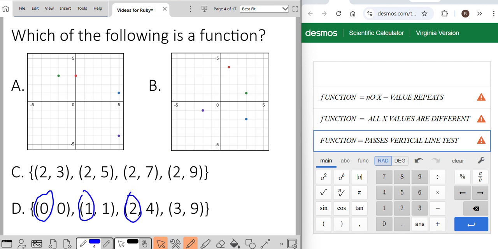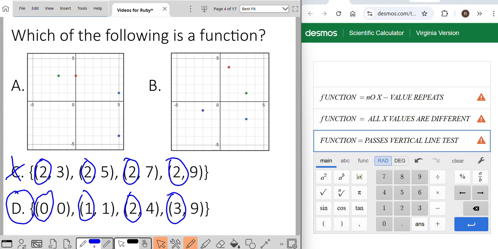I do this because sometimes when you look at a list of points, it gets really confusing. So my x values, which are my domain, are 0, 1, 2, and 3. Those are all different. So this is definitely a function, but we're going to go through everything else as well. So this has an x value of 2, 2, 2, and 2. All of those repeat, so that means it is not a function.